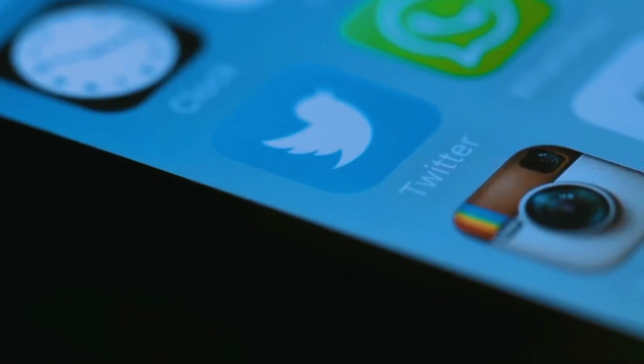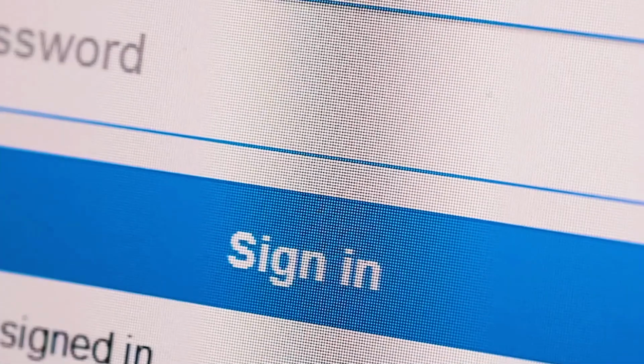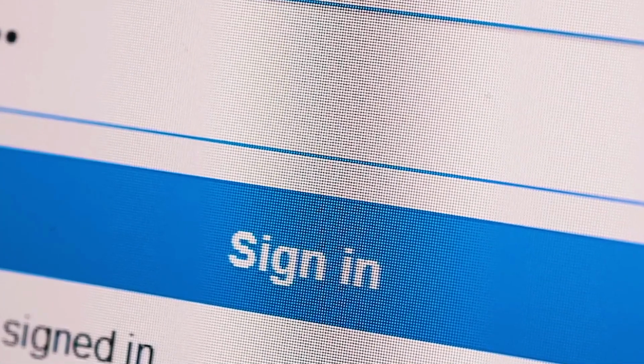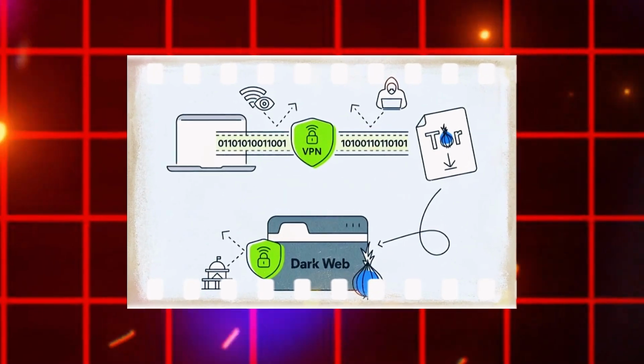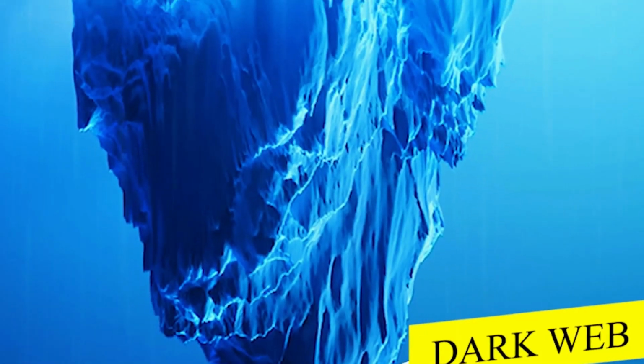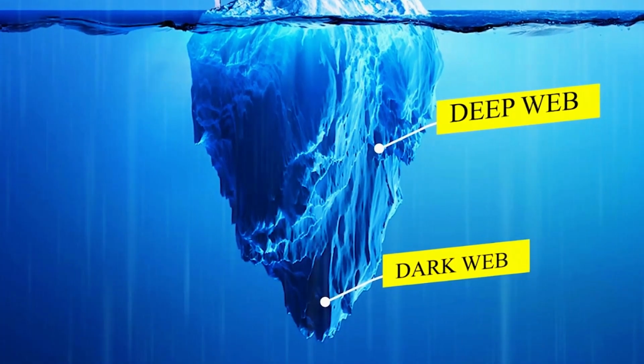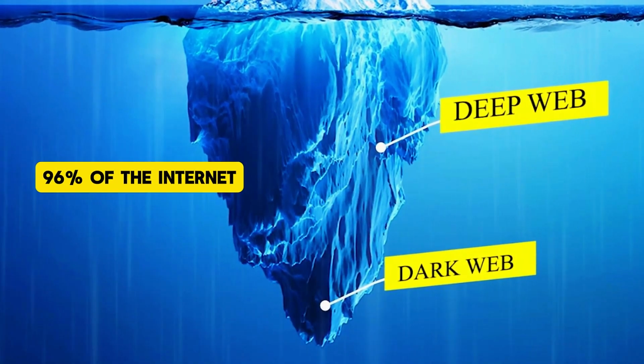This underground world is the part of the internet that isn't indexed by search engines. This includes things like your personal email account, online banking portals, and subscription-based content. It's estimated that the deep web makes up about 96% of the internet.